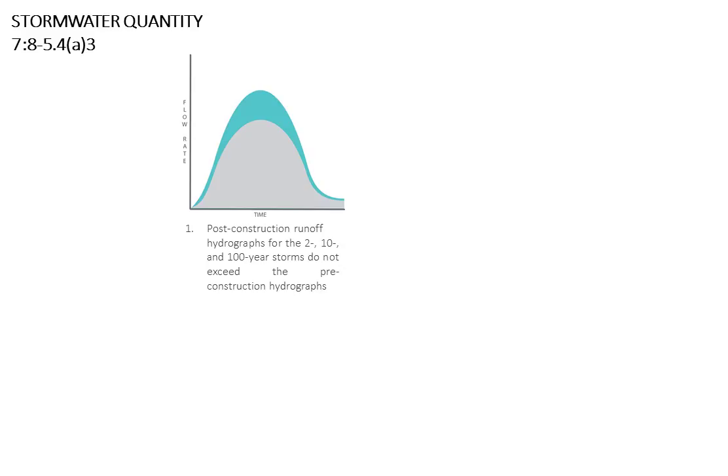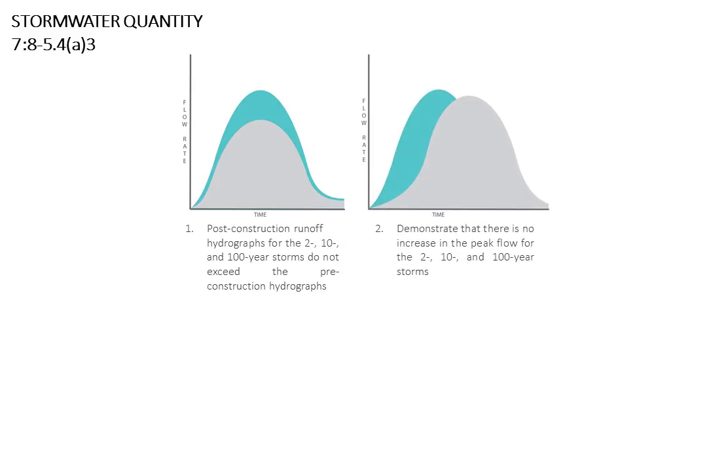The second option is to demonstrate that there is no increase in peak runoff rates from the 2, 10, and 100-year storms, and also that the increase in runoff volume leaving the site and the change in runoff timing will not increase flood damage at or downstream of the site. The designer must consider the impacts of existing land uses as well as projected land uses, assuming full development under existing zoning and land use ordinances in the drainage area.